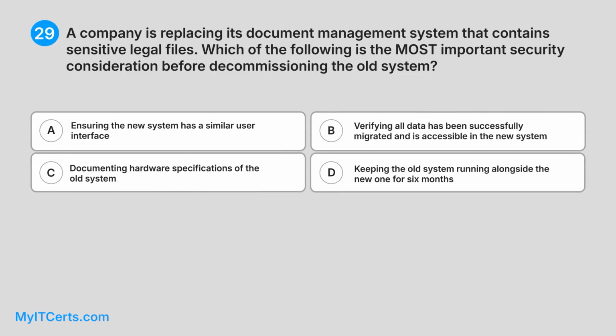(29) A company is replacing its document management system that contains sensitive legal files. Which of the following is the most important security consideration before decommissioning the old system? A. Ensuring the new system has a similar user interface. B. Verifying all data has been successfully migrated and is accessible in the new system. C. Documenting hardware specifications of the old system. D. Keeping the old system running alongside the new one for 6 months. Do you know the answer?